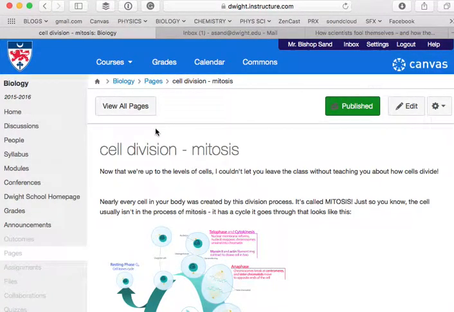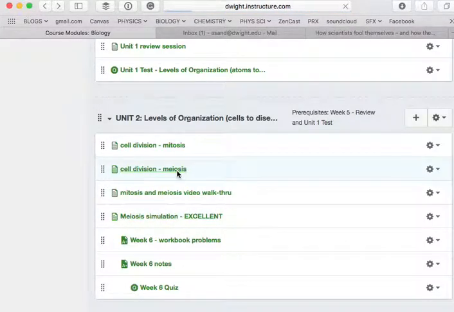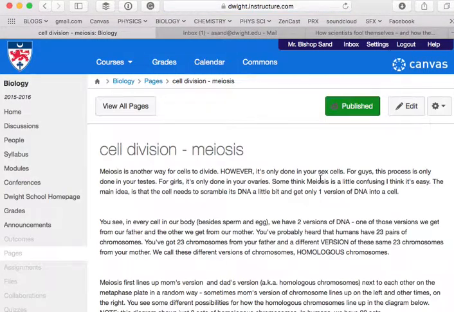Looking at meiosis. Okay, here it is. And I even go through a walkthrough here. You should check that walkthrough out.